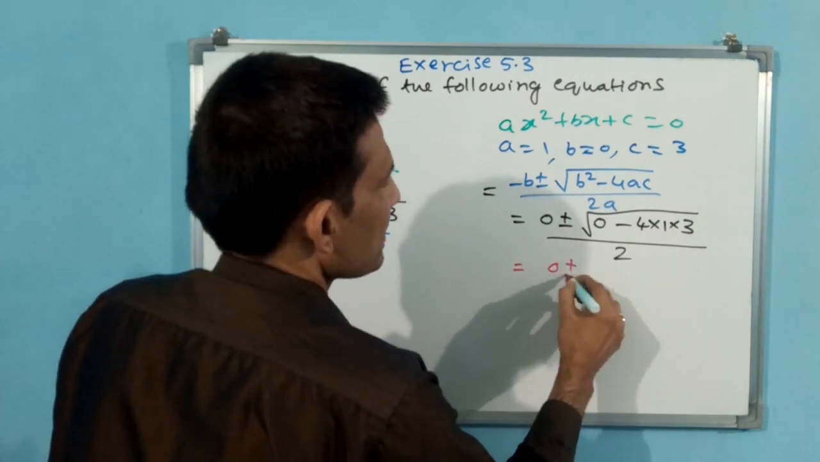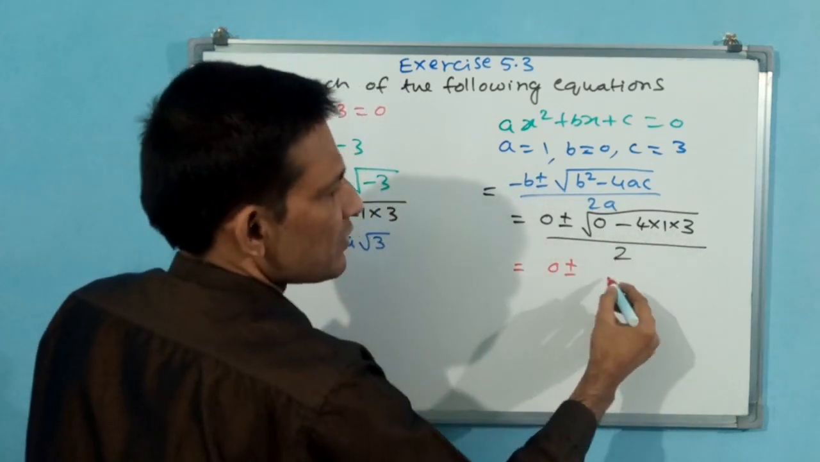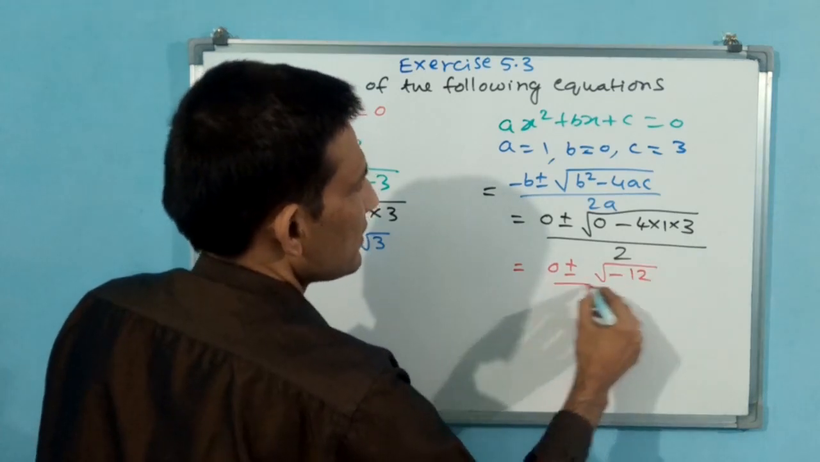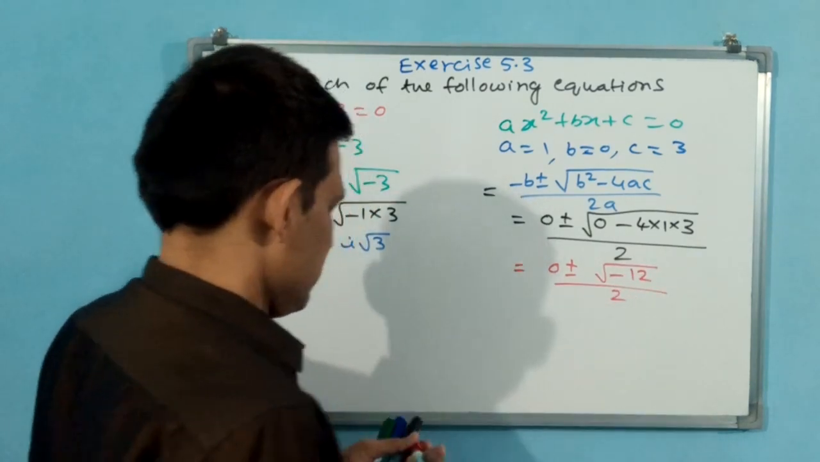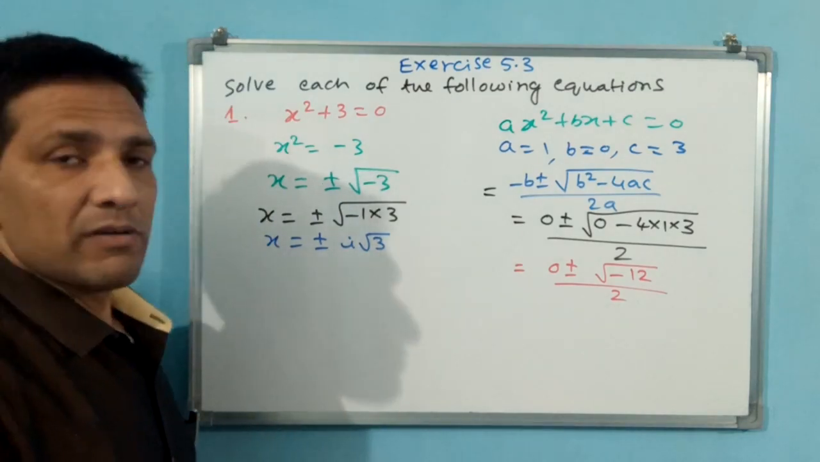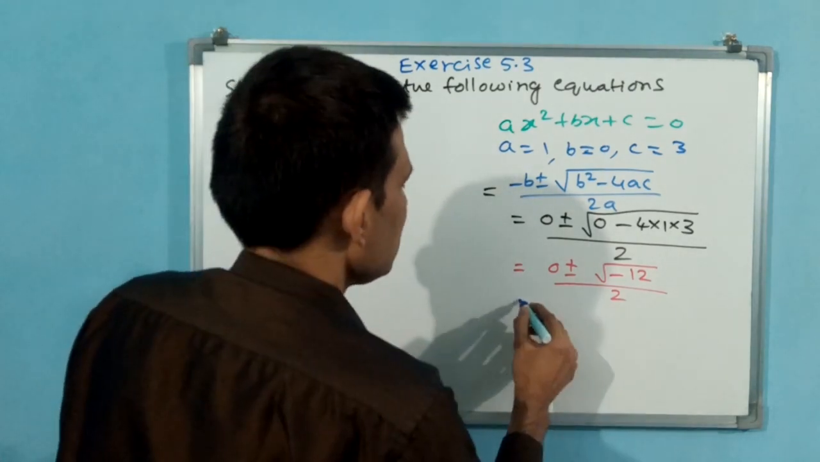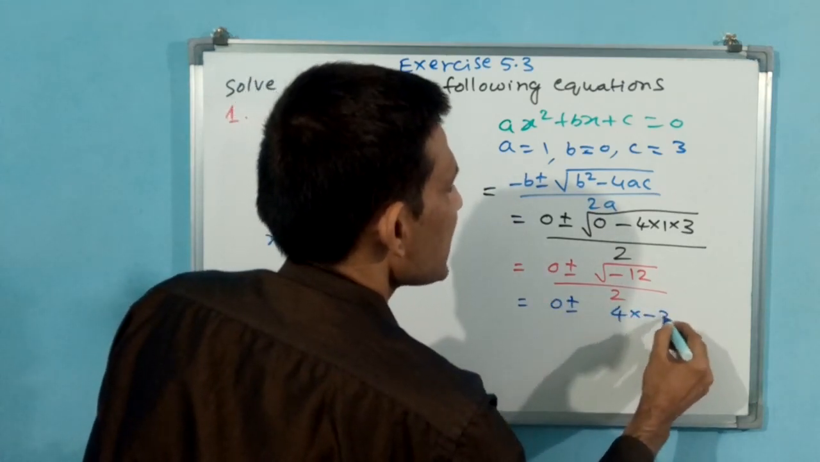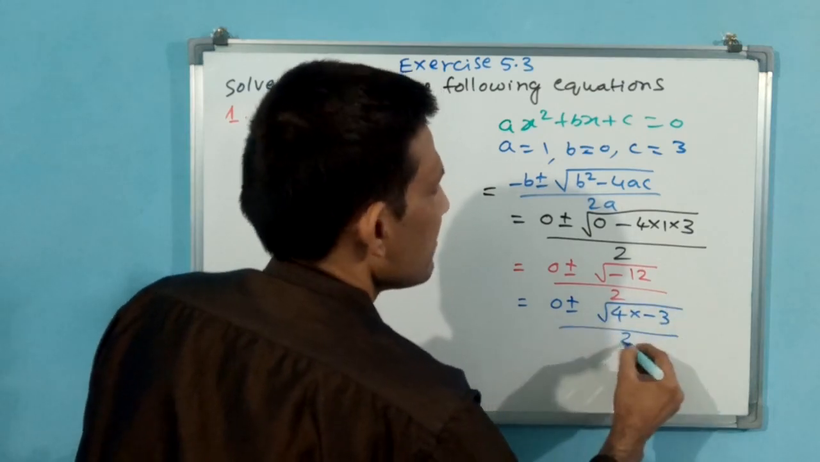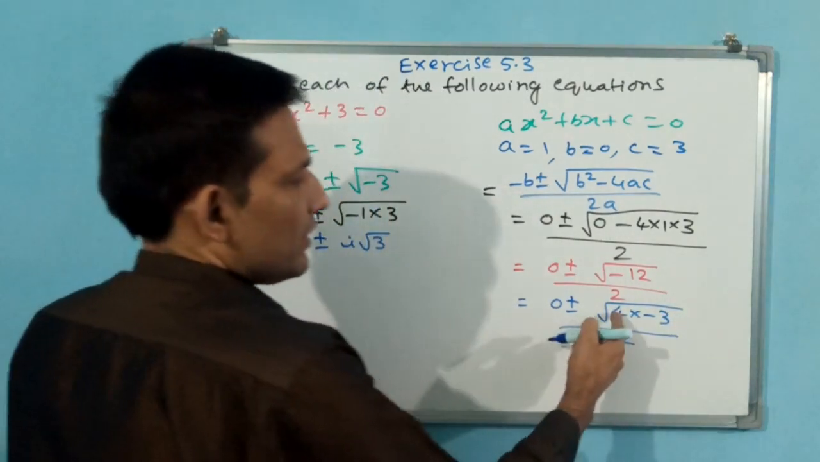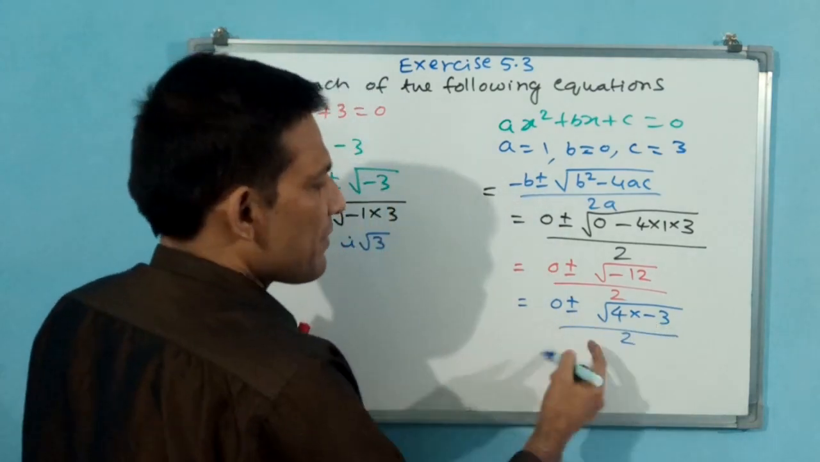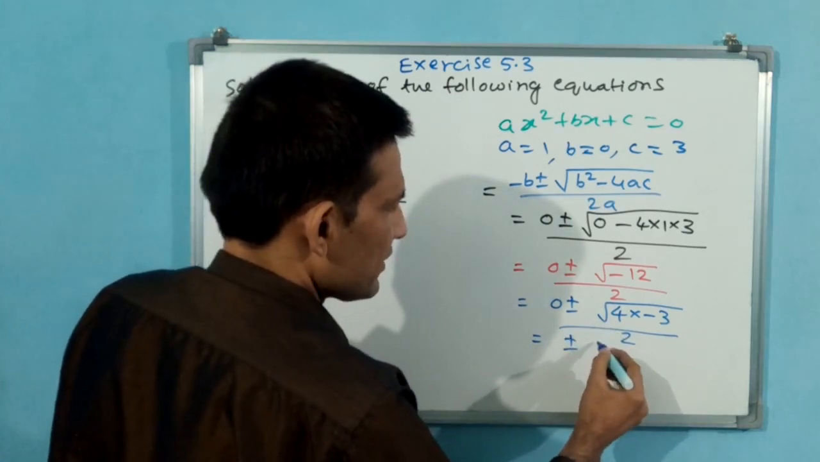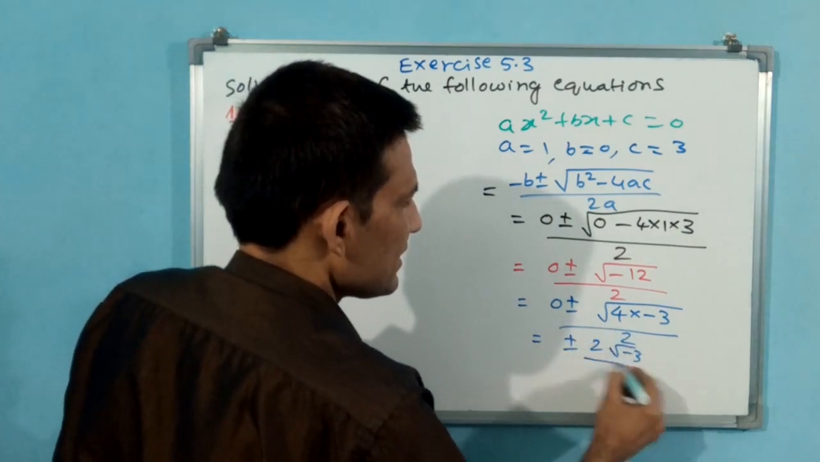Okay. 0 plus or minus square root of 0 minus 12, minus 12 under root, divided by 2. You see how you can write 12? 4 into 3. Right? 0 plus or minus square root of 4 into minus 3, I am writing divided by 2. See, anyway, minus 3 is there, 4 I am taking out. Shall we write 0 again? Not required. Plus or minus 2 root minus 3 by 2.